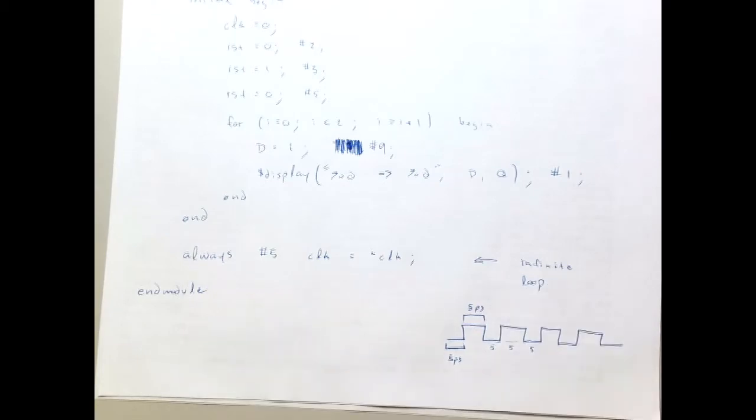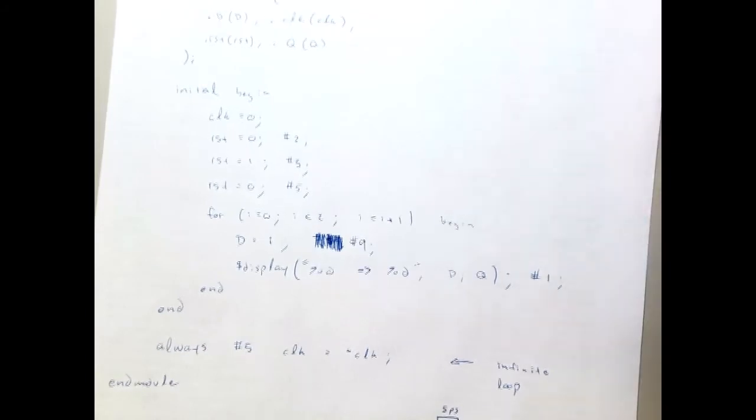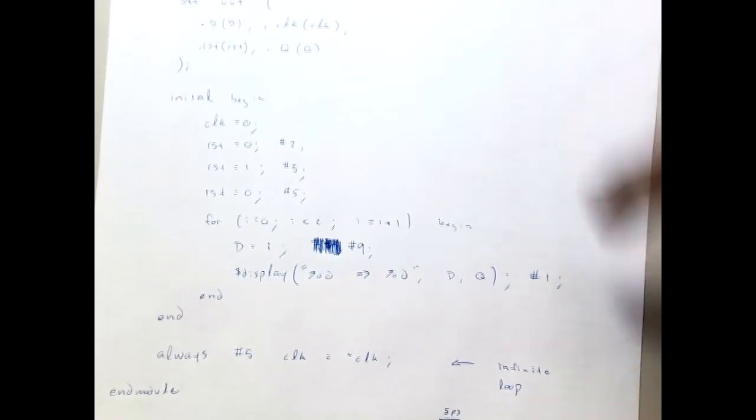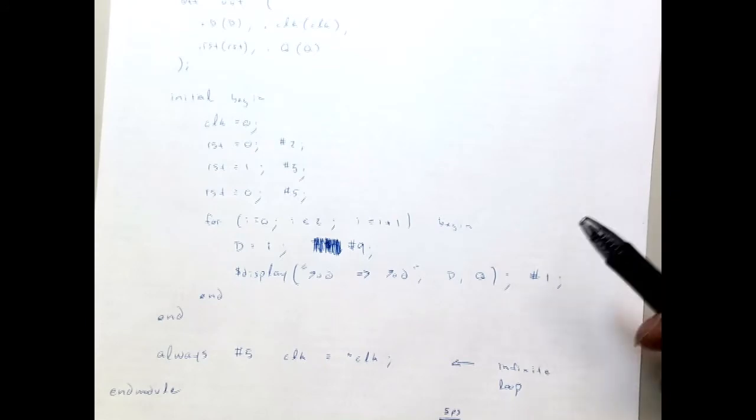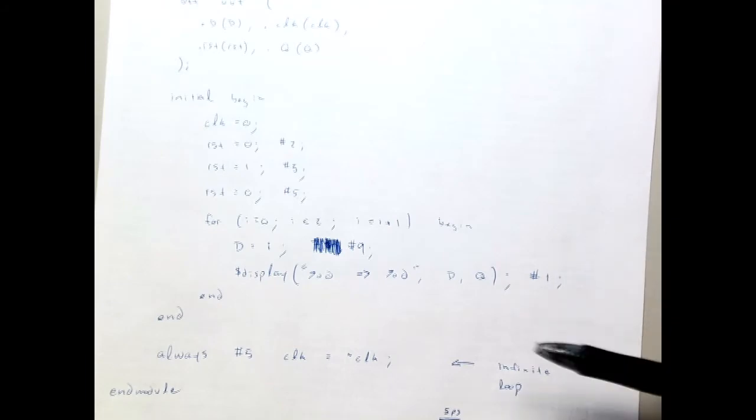So when you're running test benches for sequential designs in ModelSim, you don't hit the run all option, because your simulation will run forever. You won't really see any output. You won't see any waveforms. And so you will have to manually go and hit the stop button to stop the simulation.